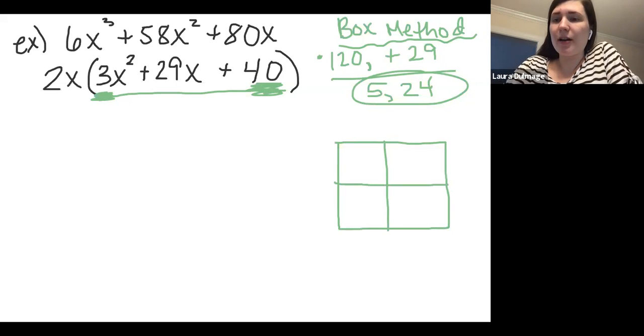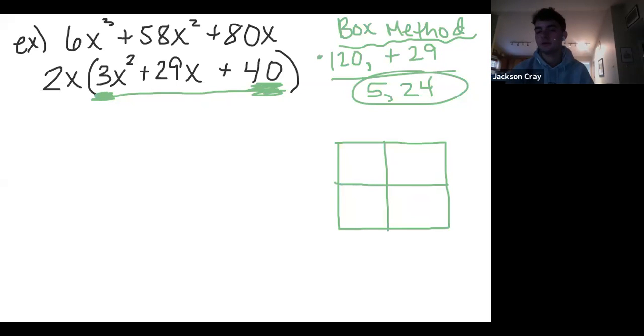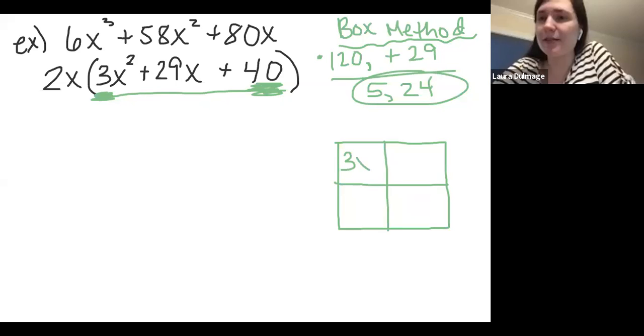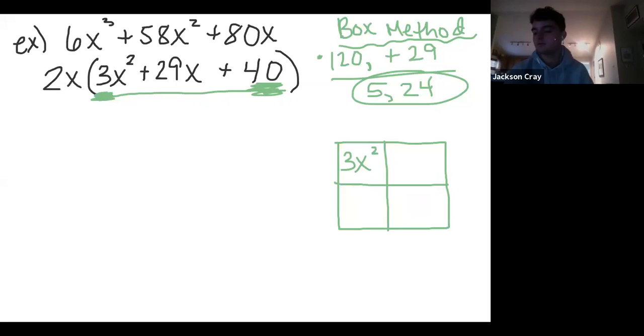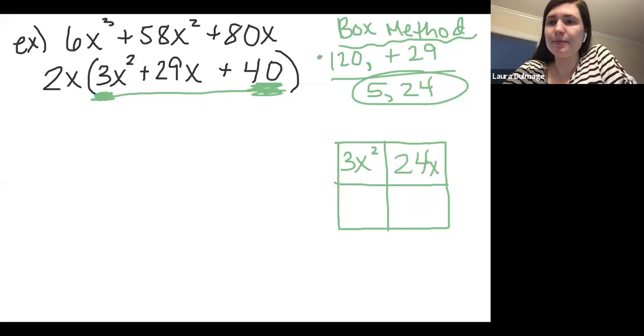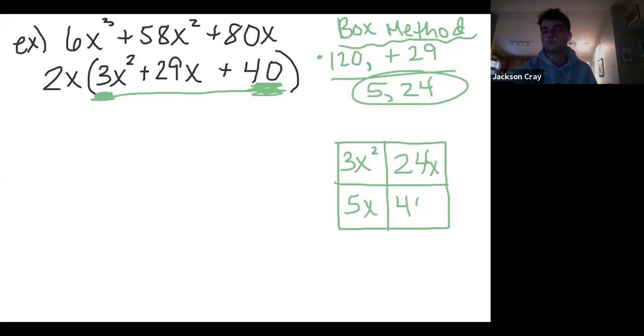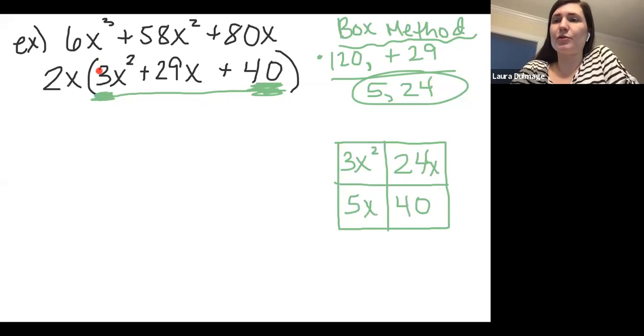All right, someone else want to shout out, do you remember what goes in each one of these 4 compartments? It would be 3x squared at the top. Awesome. And then it would be 24x just to the right. Uh-huh. And then 5x and then 40. Awesome. Okay, so our first term of our trinomial goes first, our last term goes last. We just broke apart 29x into these 2 spots here with the numbers that we found. So essentially we're taking this quadratic trinomial and we are visually representing it using a box, or it looks like a window pane to me.